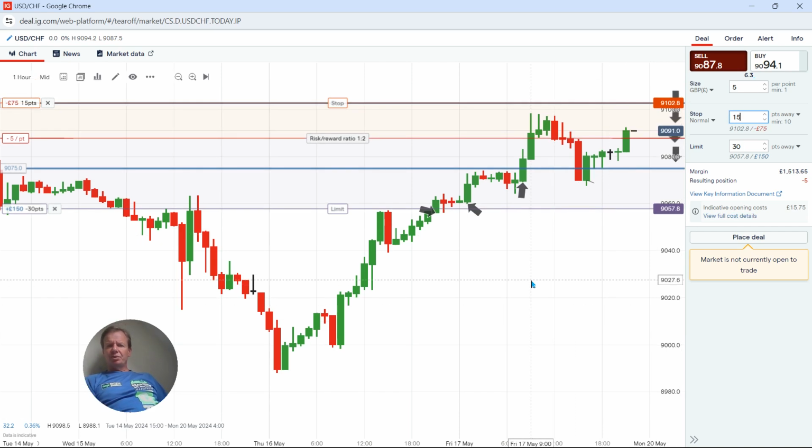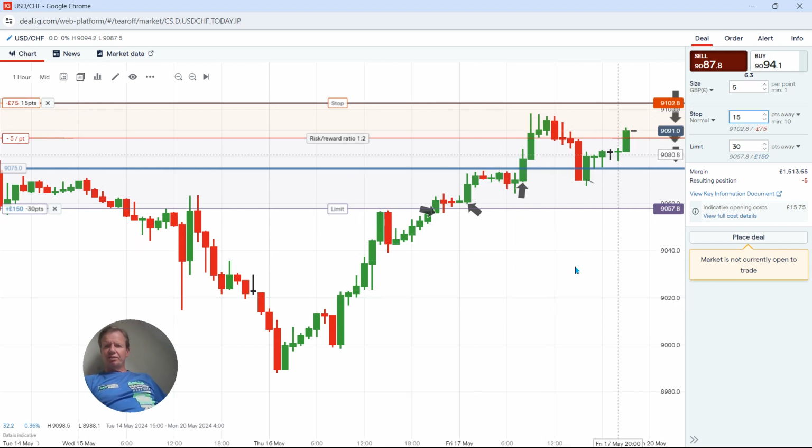So I've got a limit of 30, so I'm looking to get 30 pips at the marketplace. Up here is my stop, and it says there risking 15 pips, that's £75, to gain 30 pips, and that's £150. So it's a return of 1 to 2, which is very good.